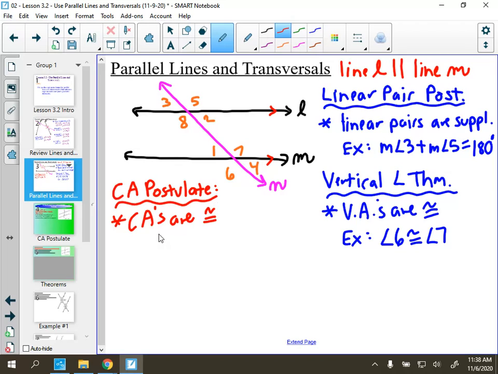Now, before I get too far ahead of myself, everything we're writing right now in red, and hopefully you're going to add to your notes, is only true when we're working with parallel lines. That's a must have. I need to know that the lines are parallel if we're going to say any of the stuff that we're saying from here on out.